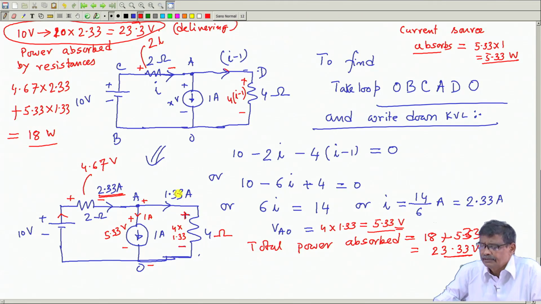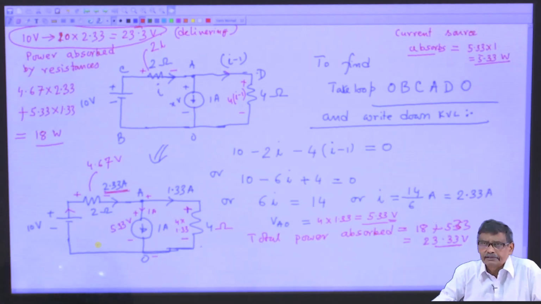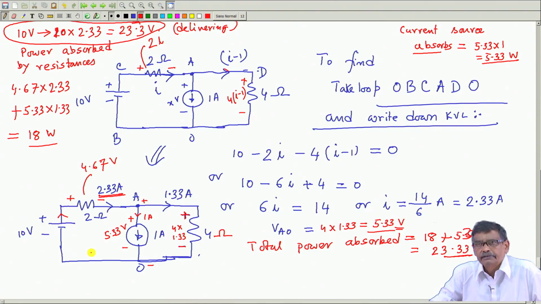So, this exercise is very much educative, and please solve this kind of problems on your own, and always try to verify after you have solved the circuit that, okay, KVL is satisfied in this loop, in the outer loop, and also power balance exists. If power balance does not exist after calculating, you must be wondering something must have gone wrong in your calculations. Okay, we will continue with this in the next class. Thank you.